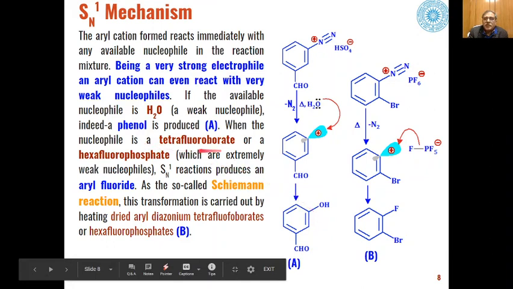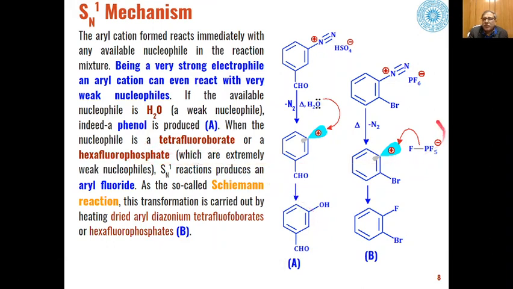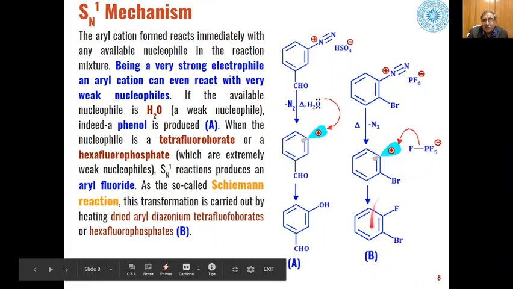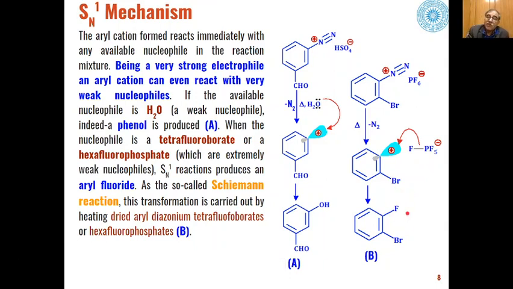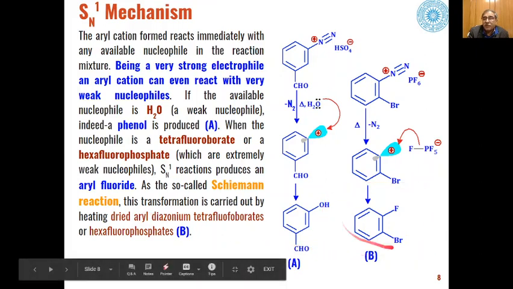But when the nucleophile is tetrafluoroborate or hexafluorophosphate, say in this case hexafluorophosphate, then this will interact with this nucleophile and we will get these types of aryl halides as the product, where we can substitute fluorine on the aromatic ring, which otherwise is a difficult process. So this formation of aryl fluorides through the SN1 mechanism is called the Balz-Schiemann reaction, and this is very important for the synthesis of aryl fluorides.